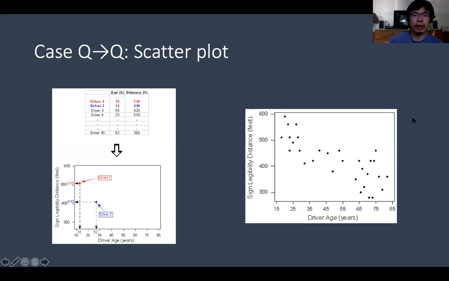In the case of a quantitative variable we studied, we learned about the scatter plot. So again, each dot represents an observation in the data set, and the value of the two variables is being used to locate that dot on a two-way coordinate.